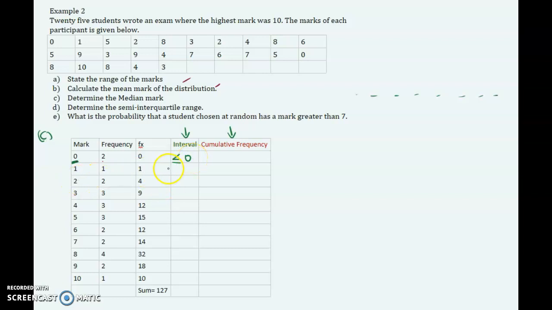So I'm going to repeat this for all. I'm going to put less than or equal to 1, and so on, straight down to less than or equal to 10. This column here.